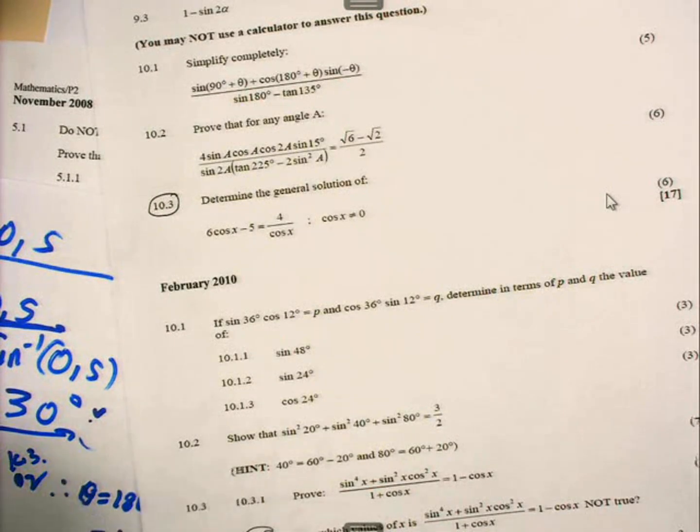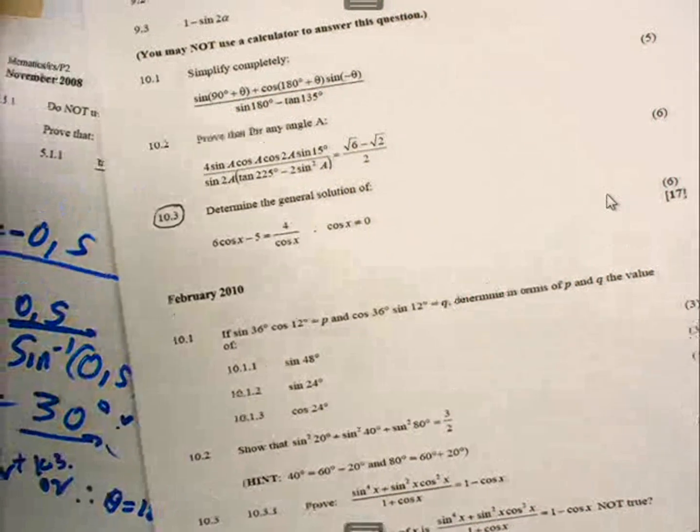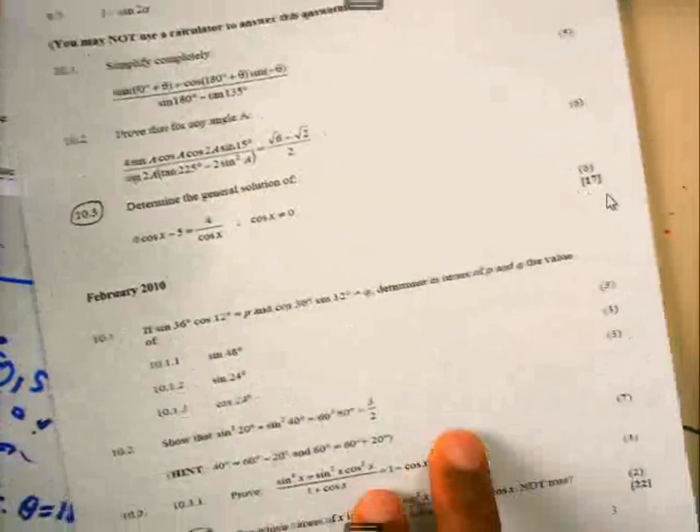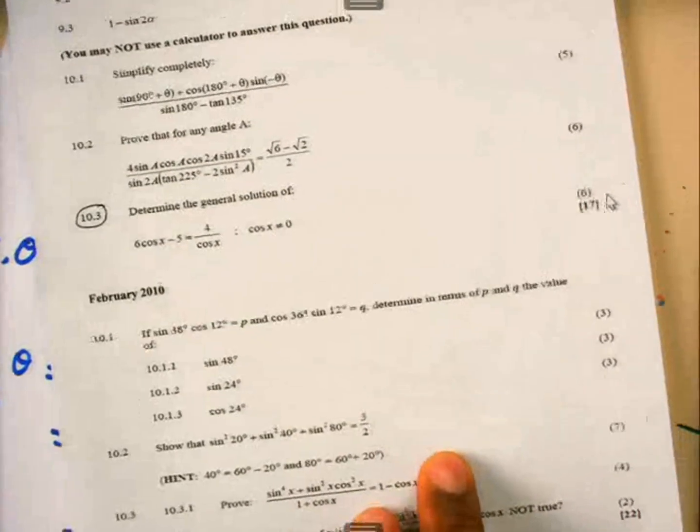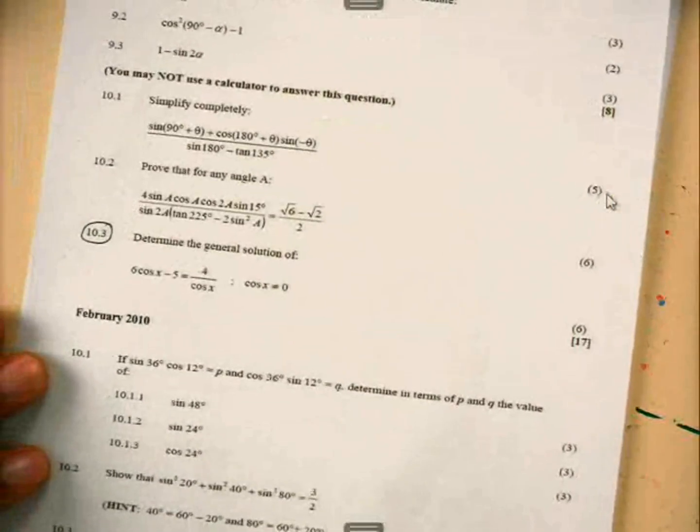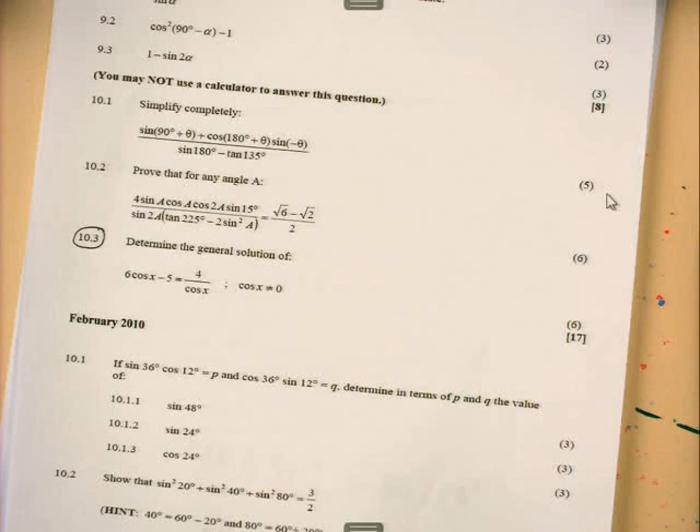Now, let us go to the next question. The one that we did was November 2008. Let us now look at November 2010. Question 10.3 says: determine the general solutions of 6 cos x minus 5 is equal to 4 divided by cos x.